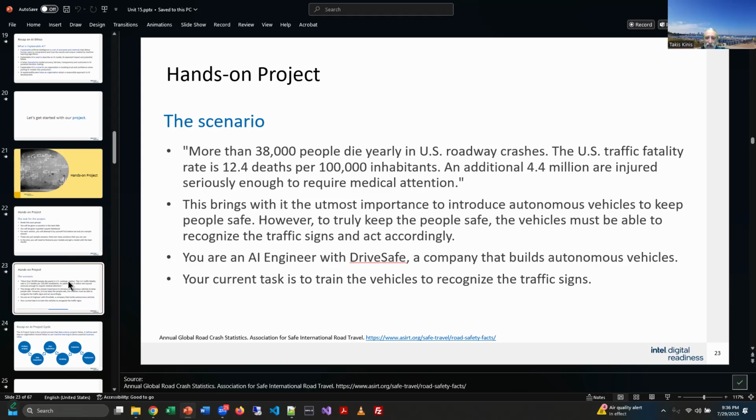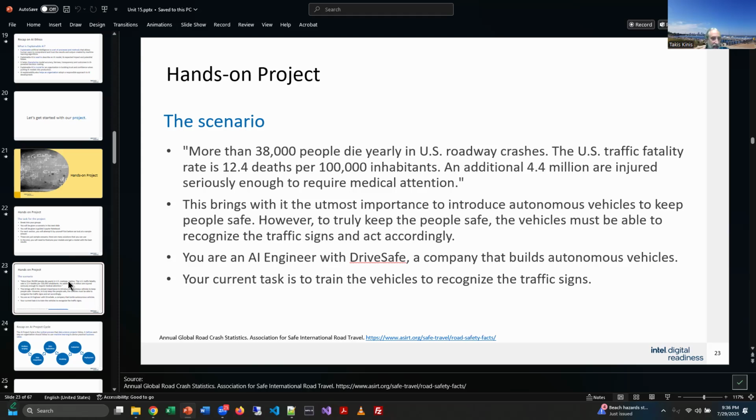And so it says, you are an AI engineer with DriveSafe, a company that builds autonomous vehicles. Your current task is to train the vehicles to recognize the traffic signs. Now, we might not be able to read the words on a traffic sign if snow is caked onto it. But a stop sign is a certain shape, a yield sign is a certain shape, right? And we might not be able to read the speed limit sign, but if you use your GPS to drive around, and you have to assume autonomous vehicles do, they have a database of what the speed limit is in any given scenario. I don't know if you guys have ever tested that with your GPS, but that's kind of the breakdown.